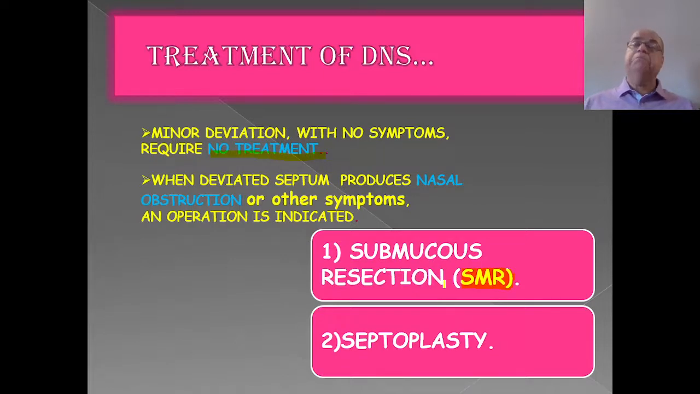Technically, there cannot be any plane under the mucus, because mucus you can immediately suck out with the suction machine. There will be no mucus, so how can you go in a submucous plane? So technically it is submucoperiosteal resection, but now it has been replaced by what we call septoplasty, and this is a conservative surgical procedure. So nowadays we prefer septoplasty, in which only the deflected part of the nasal septum is either realigned or removed, and the rest of the septal framework is retained.